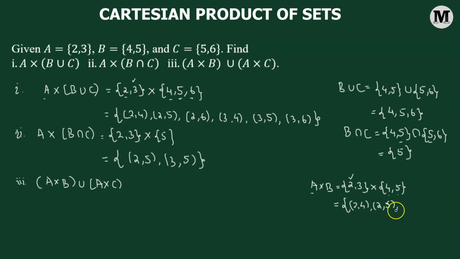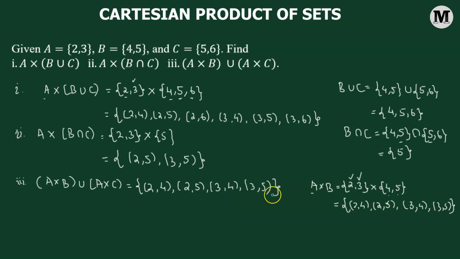Next, we're going to consider the second element of the set A, which is 3, and form an ordered pair with the two elements of the second set, which is B. So we have 3, 4, and 3, 5. So this is going to be the Cartesian product of the sets A and B. That means now we have the set containing the ordered pairs 2, 4, 2, 5, next we have 3, 4, and 3, 5.